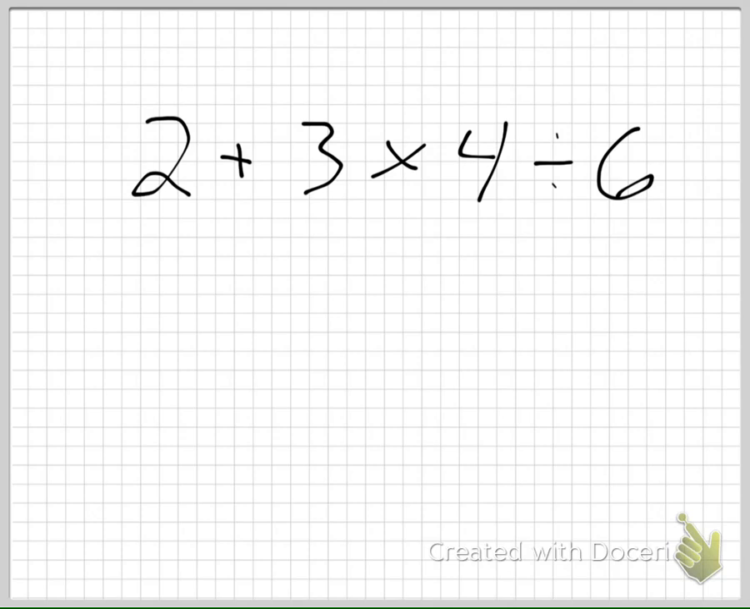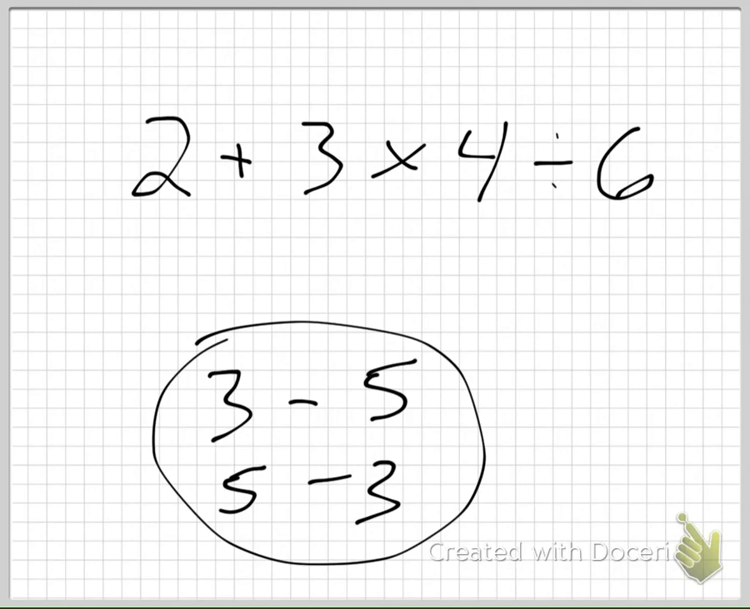Here's the thing. If I was to go 2 plus 3 times 4 divided by 6, depending on what order you go, the answers are different, right? It's no different than this: 3 take away 5, or 5 take away 3. The answers are completely different, right?